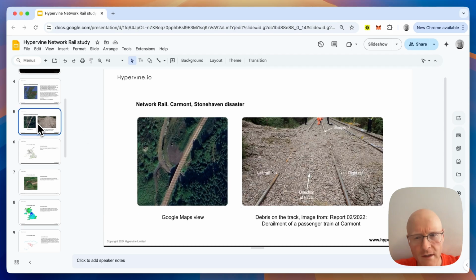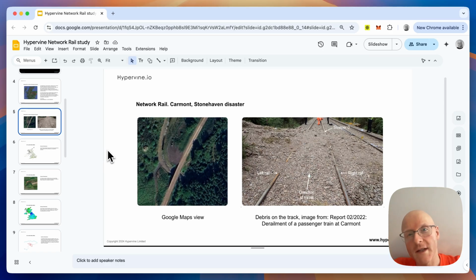If we just click on here, this is the track here. And this was actually the landslide here, so it was actually quite a small area, and that was enough to derail the train and cause quite a big accident. People died on it as well, so it was really quite a bad and unfortunate accident given the size of the landslide.